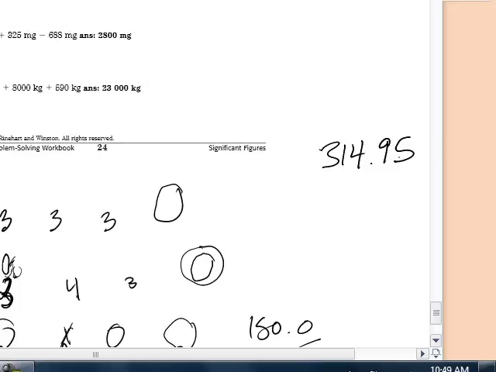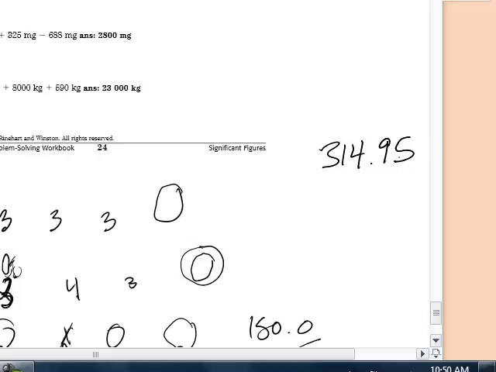Division. All right, 14.9 divided by 3.0. 14.9 divided by 3.0. What's my answer? Everybody get 5.5? I got 4 point what? 4.966. Okay, 4.966.